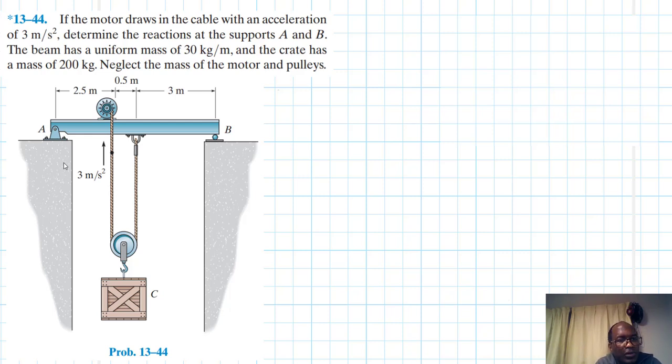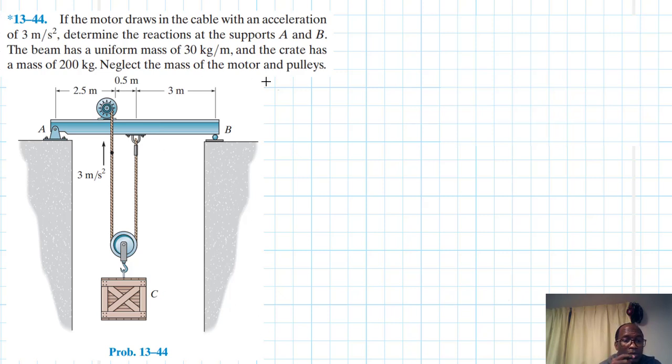The problem reads: if the motor draws the cable with an acceleration of 3 meters per second squared, determine the reactions at the supports A and B. The beam has a uniform mass of 30 kg per meter and the crate has a mass of 200 kg. Neglect the mass of the motor and the pulley.